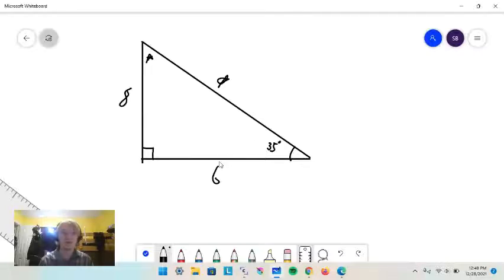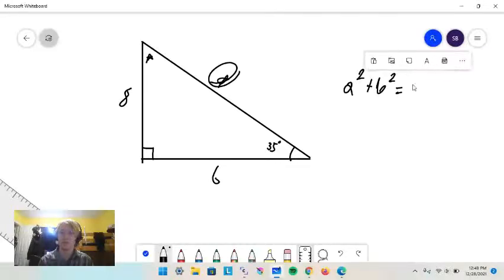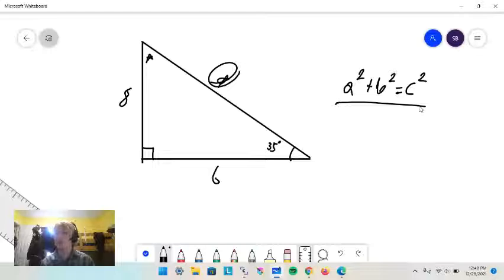So first, when you have the 2 legs of a triangle and you need to find the hypotenuse, you're going to use a squared plus b squared equals c squared, which is also known as the Pythagorean theorem, which is pretty useful. Not as useful as you think though. So this is side A, side B, hypotenuse is always side C.